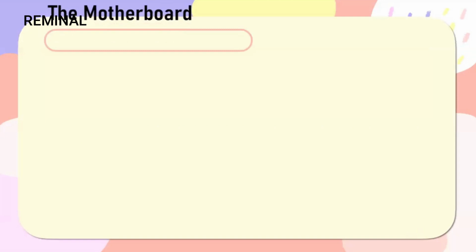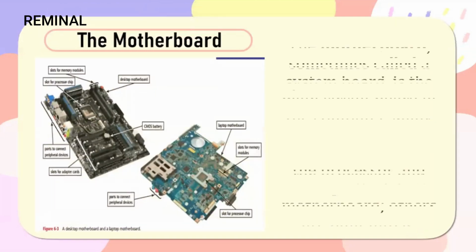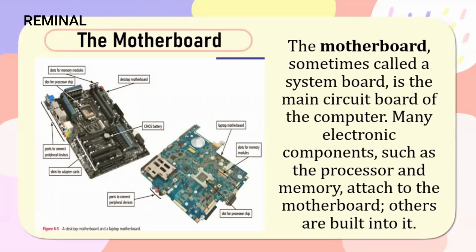Next, the motherboard. The motherboard, sometimes called a system board, is the main circuit board of the computer. Many electronic components such as the processor and memory attach to the motherboard. Others are built into it.